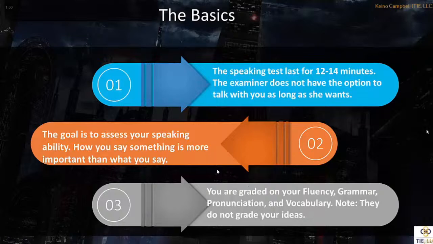The examiner is more concerned about how you say something than what you say. What you say only matters when it comes to being within the context of the question. If you go outside the subject of the question, or really outside the specific question itself, that's when what you say matters. You're graded on your fluency, grammar, pronunciation, and vocabulary. They do not grade your ideas. Sometimes students like to ask me, how was my idea? Were my ideas good? It doesn't matter. Nobody cares about your ideas. Your ideas only matter if you go outside of the context of the question.